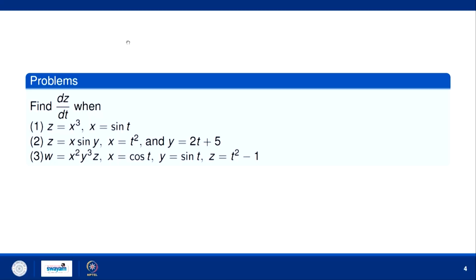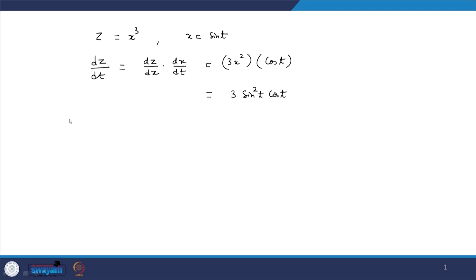Similarly, we can apply the chain rule for two variable functions also. Let us see one by one. Now, in this problem 2, z is a function of x and y. Z is x sin y. X is a function of t and y is also a function of t. How can you compute dz by dt? This was the first problem. In the second problem, z is x sin y.